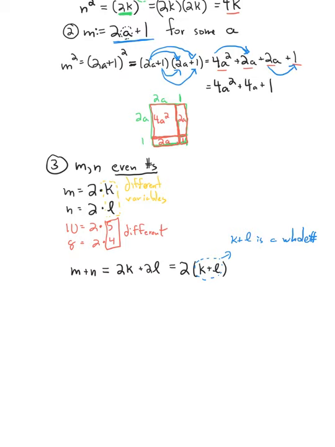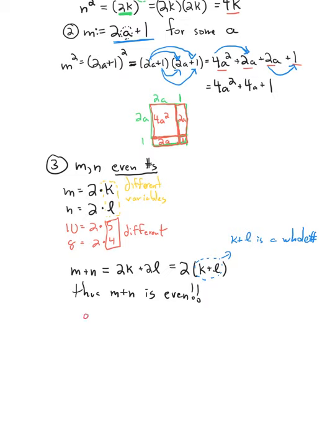So what does that mean? That means this expression, m plus n, is even. Since I was able to write it as 2 times some whole number, that means that it's even. And you can kind of see that pictorially as well. Let me draw that pictorially.